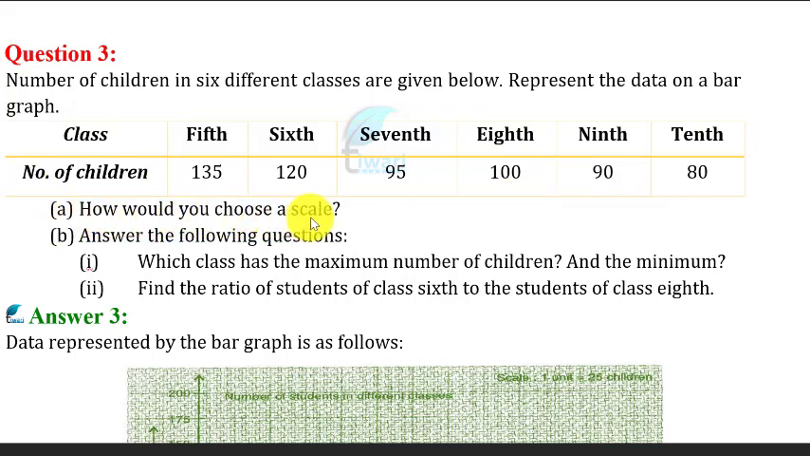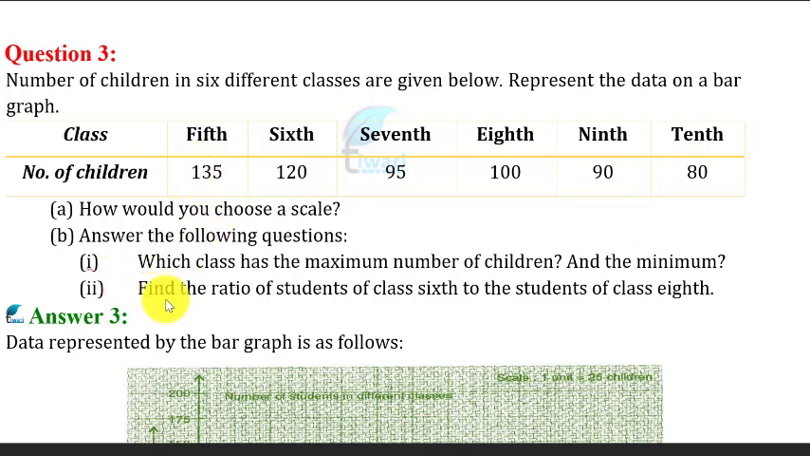How would you choose a scale? With the help of this table, you can take the scale as 1 unit equal to 25 children, because we can divide by 25 and get good values. Second, answer the following questions. First one, which class has the maximum number of children and the minimum? Here 135 is the maximum and the minimum is 80, which is the 10th standard. The maximum is the 5th standard.